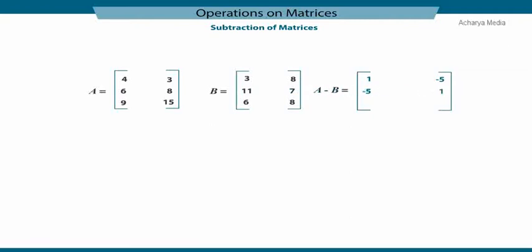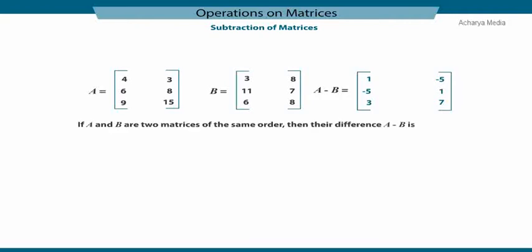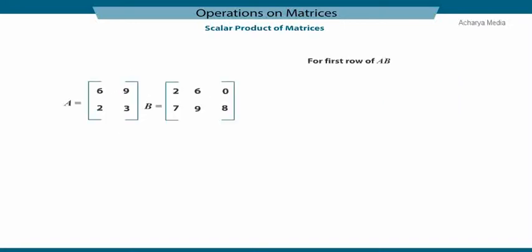The first element in the third row is the difference of 9 and 6, which is 3. The second element in the third row is 15 minus 8, which equals 7. We observe that the resultant matrix is of the same order as both the matrices. That is, here we have the order of the resultant matrix as 3 by 2.